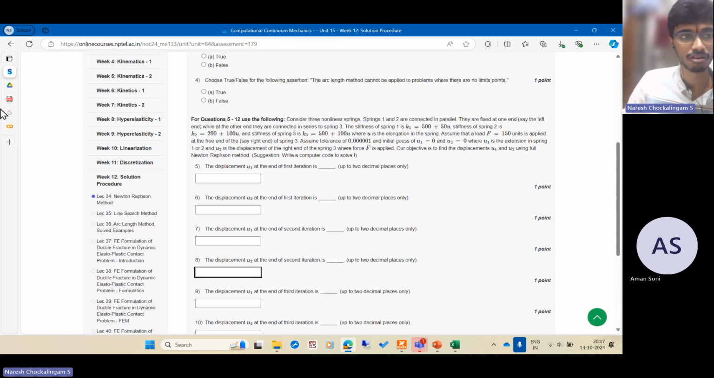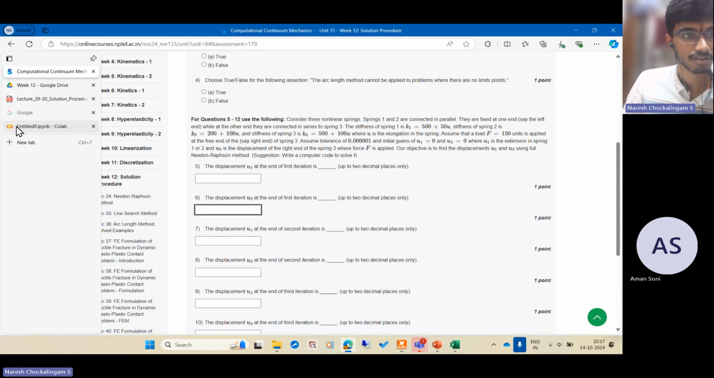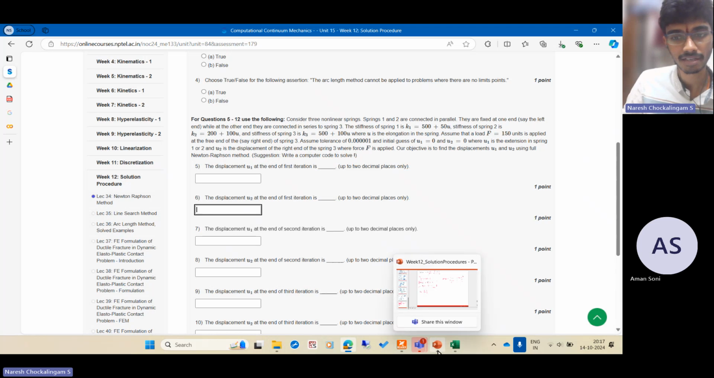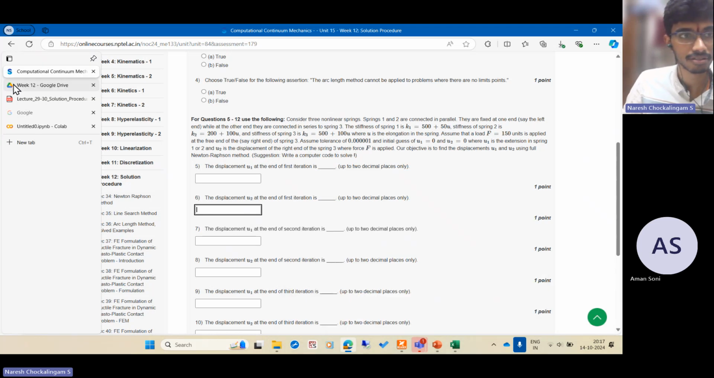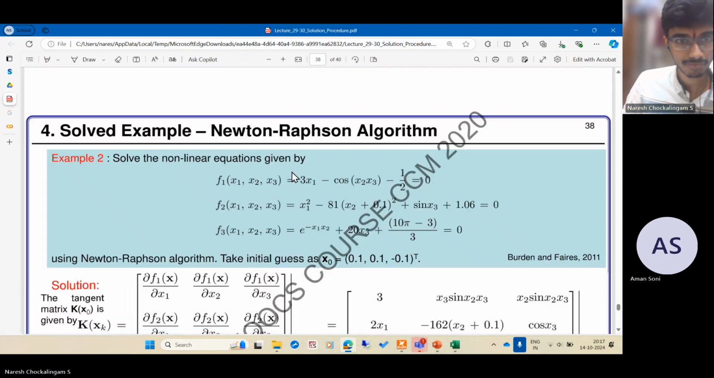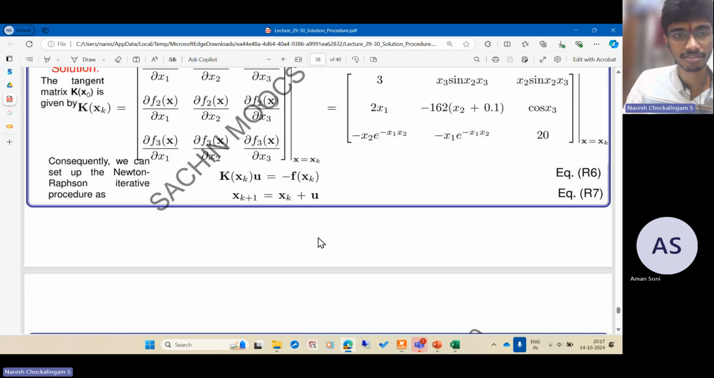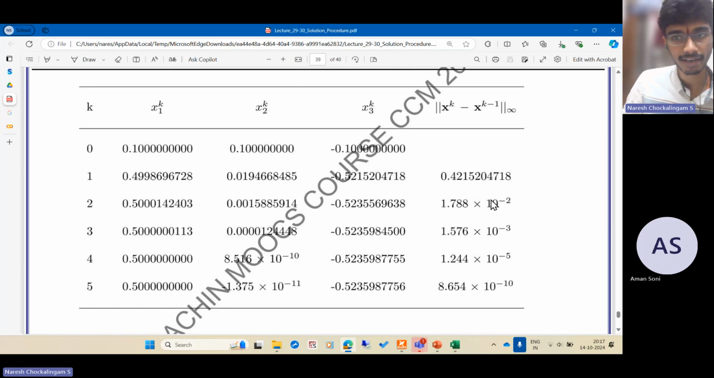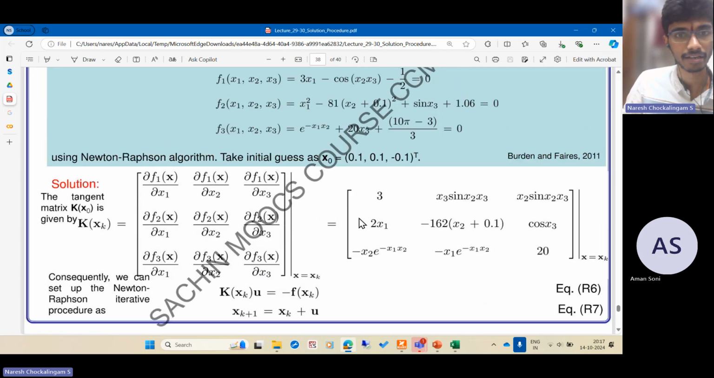It's better that you solve this on a computer and input the numbers here. So I'll demonstrate how we do it for this problem on a computer, because the solution is not given here. And I'll just show what we get.